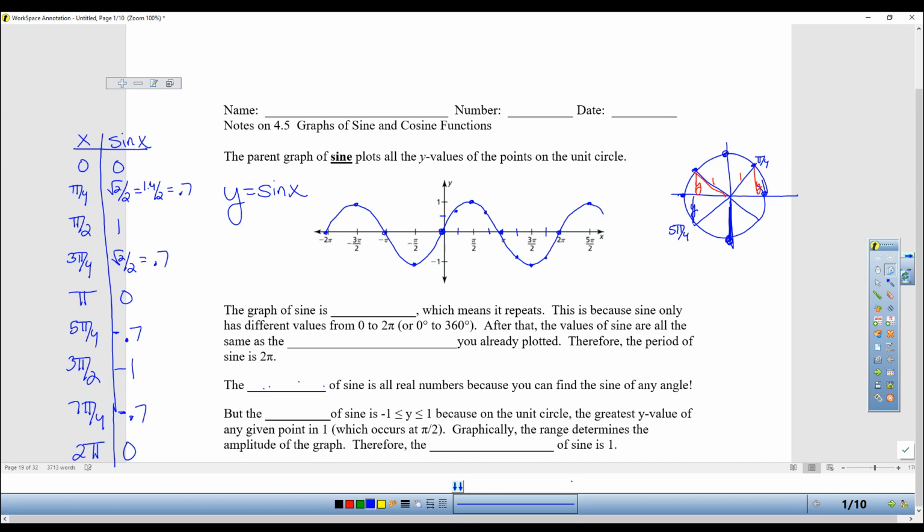Most people don't actually graph the 0.7s. The five points that I really want you to be familiar with are 0, and then it goes up to 1, down to 0, down to negative 1, back up to 0, and that's considered one period. So a period is something that repeats, like a periodical. That basic pattern then is just going to start all over again, and then there's going to be another one over here. That's called a period, or you might hear some people call it a cycle.